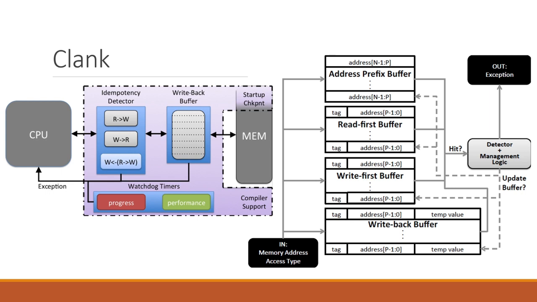Now, in addition to these buffers, Clank employs dedicated detection logic to monitor memory accesses and detect idempotency violations. This detection logic continuously checks the contents of the read first and the write first buffers during the program execution. If a memory access involves a write operation to an address first accessed by a read instruction or vice versa, it signals an idempotency violation.